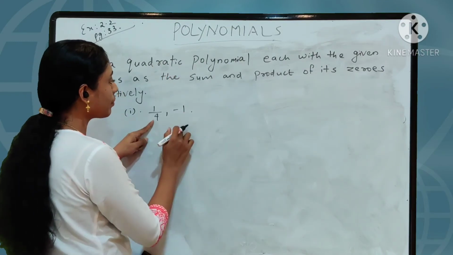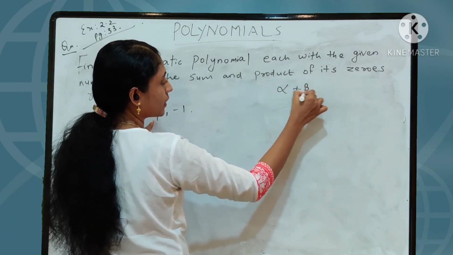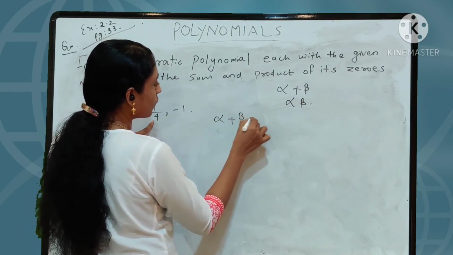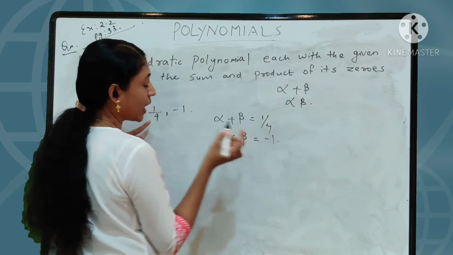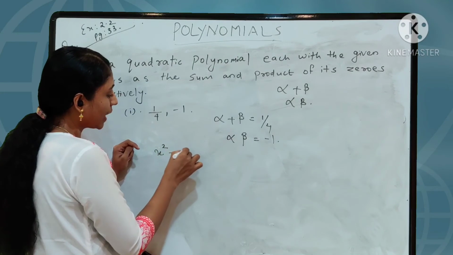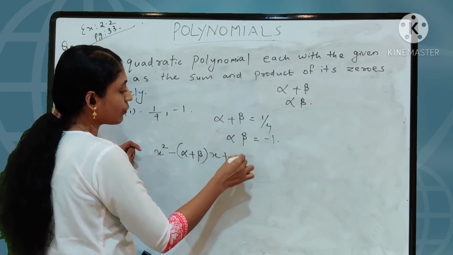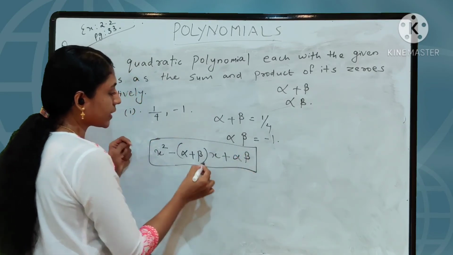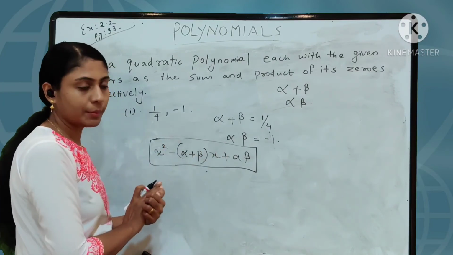Okay. So for a quadratic polynomial, the sum of the zeros is alpha plus beta and the product is alpha beta. So here alpha plus beta is given as 1 by 4 and alpha beta is given as minus 1. And we know that a quadratic polynomial should be of the form x square minus of alpha plus beta into x plus alpha beta. This is very important. This is the quadratic polynomial form in terms of alpha plus beta and alpha beta.